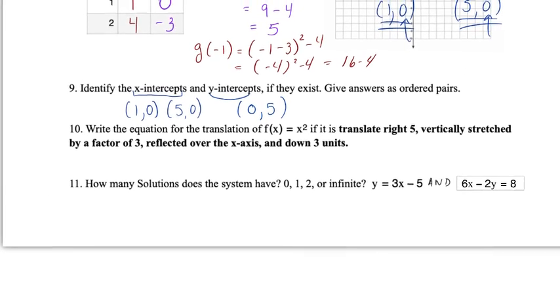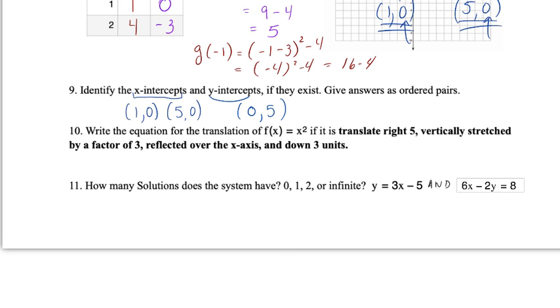Number 10, write the equation. So right here, we want the parent function x squared translated right 5. So let's start building this thing. F of x, let's translate him. To move him right 5, we have to go x minus 5.